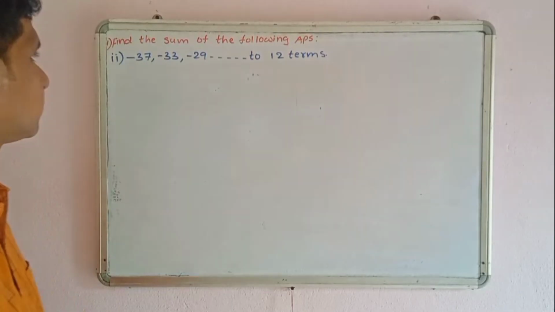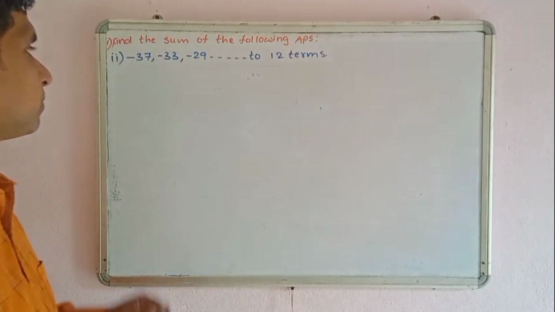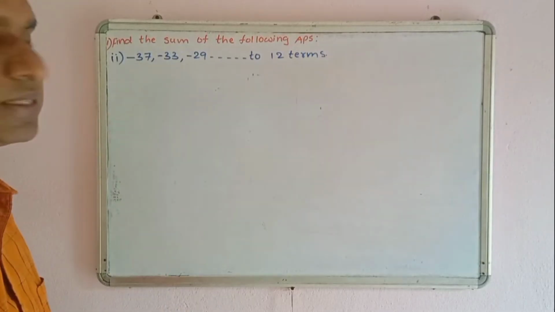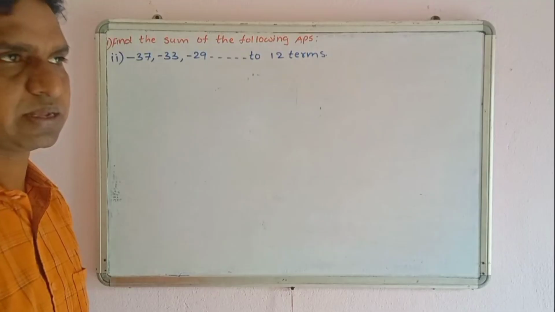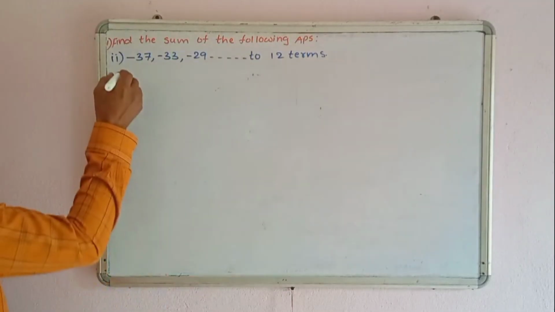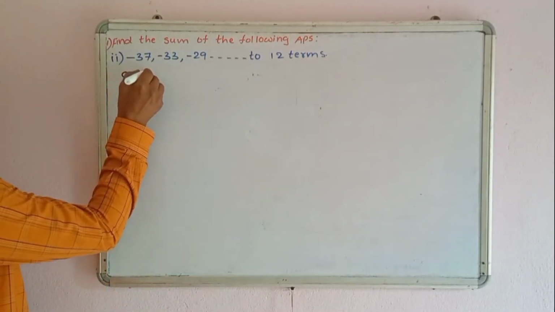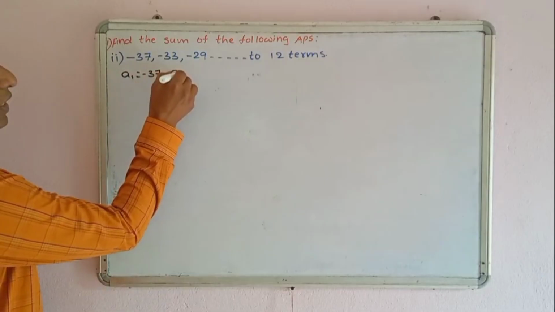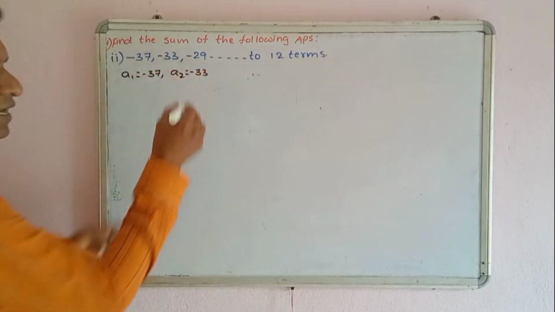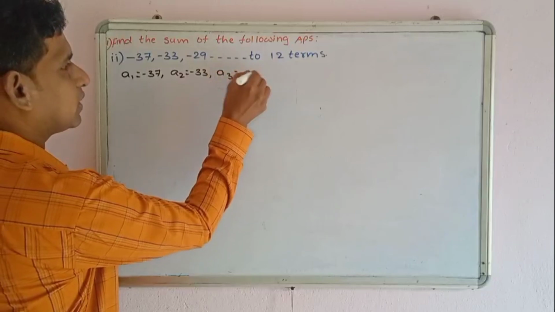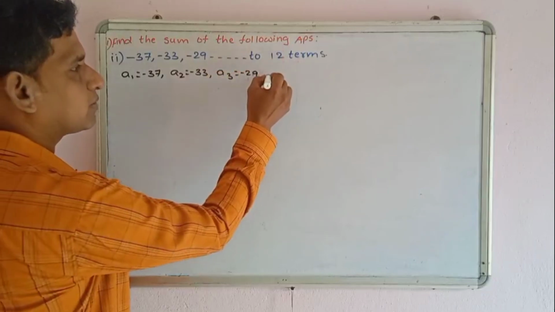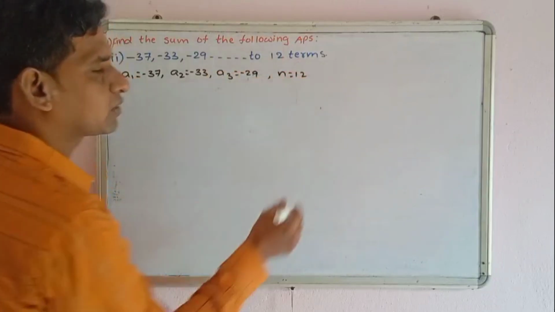Second one: find the sum of minus 37, minus 33, minus 29, and so on up to 12 terms. So here A1 equals minus 37, A2, the second term, equals minus 33, A3 equals minus 29. Up to how many terms? 12 terms. Therefore n equals 12.